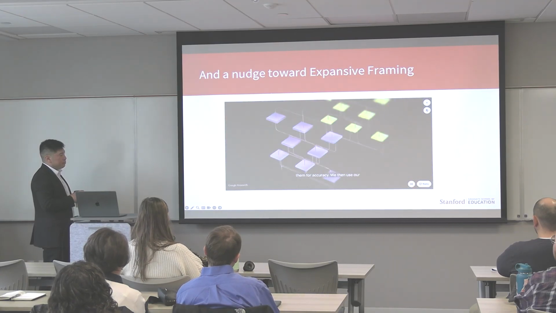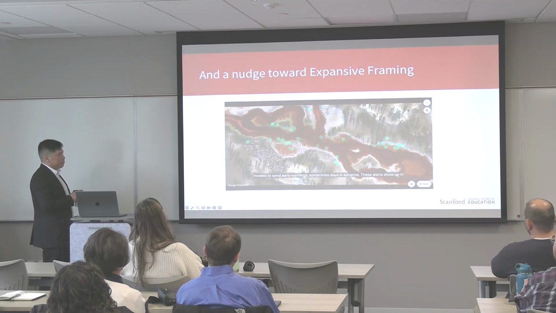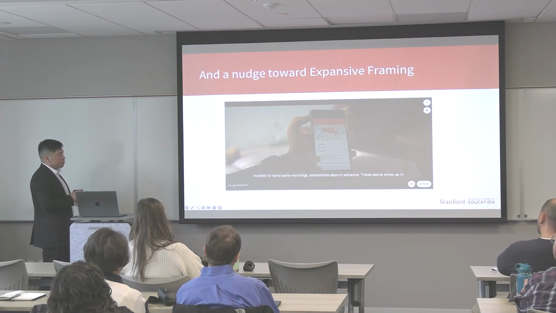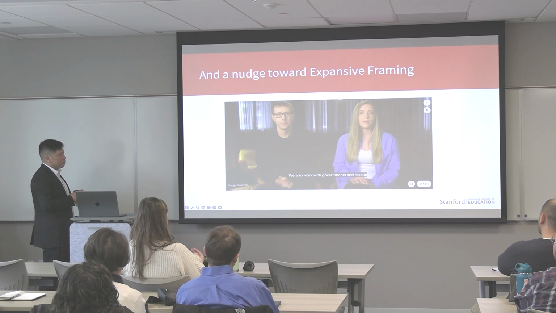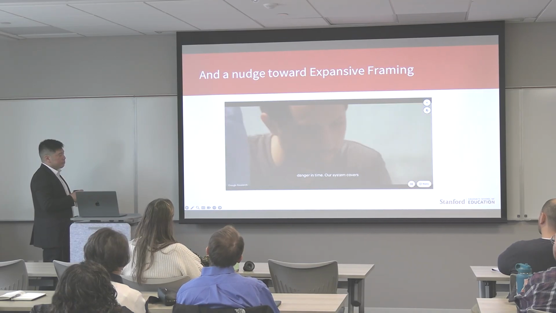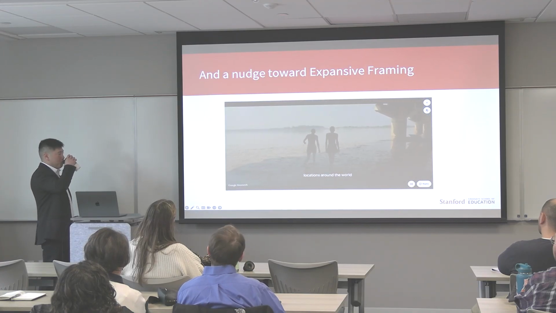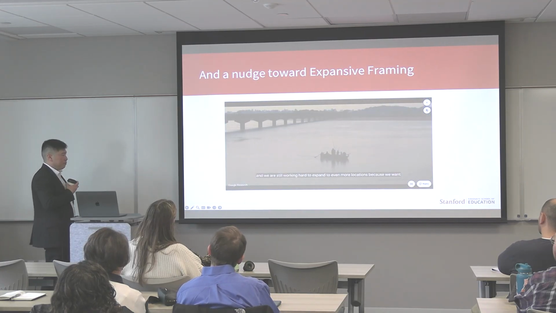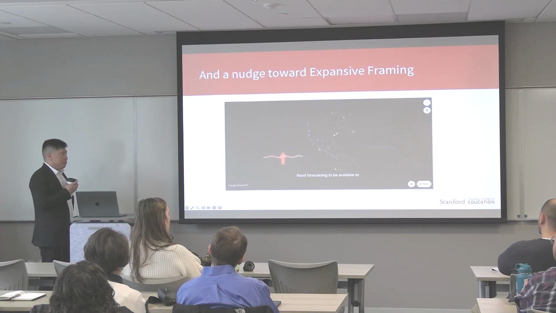Once our models are trained, we test them for accuracy. We then use our models to send early warnings, sometimes days in advance. These alerts show up in Google Search, Google Maps, and in some cases as notifications to your cell phone. We also work with governments and rescue, so they can act fast, help people on the ground, and get them out of their time. Our system covers flood-prone areas in thousands of locations around the world. And we are still working hard to expand to even more locations, because we want flood forecasting to be relevant to everyone who needs it.